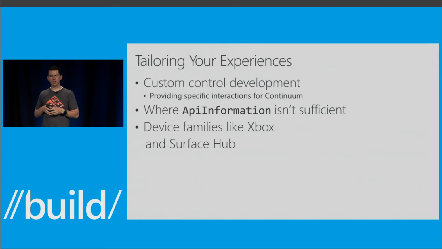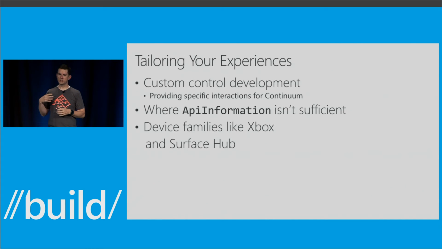We also think that where API information is not sufficient, first and foremost, we want you to tell us where that is not sufficient. So use the feedback tool. If you're seeing the inability to check a capability, we want to know about that. We don't want APIs to be special anymore. This is defined as the Universal Windows Platform, and we want to make sure that things go across there. But there are some scenarios where you may want to have an incredibly highly tailored experience.